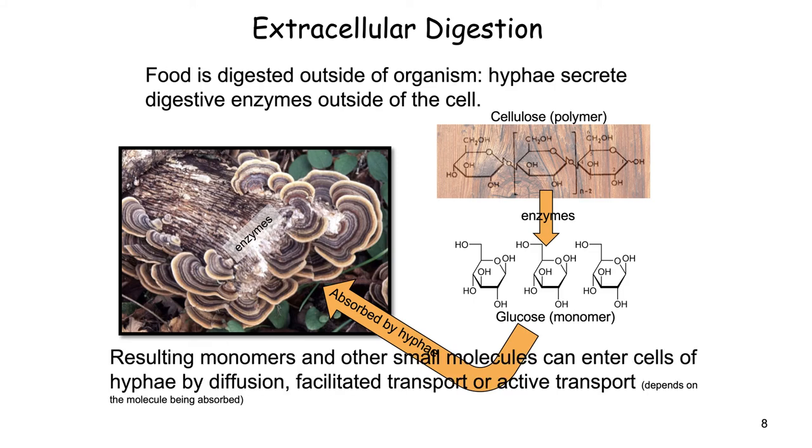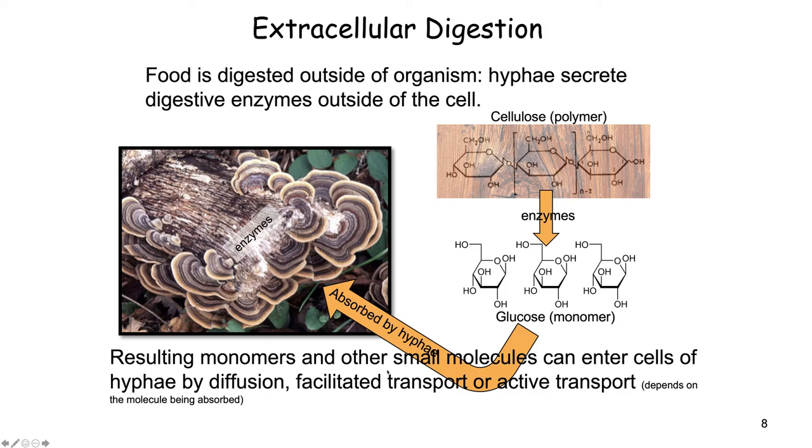So in other words, the resulting monomers and other small molecules that are broken down by these enzymes can enter the cells of the hyphae through this process of diffusion, or sometimes the hyphae will also use facilitated transport or active transport. And so this is just using proteins that are embedded, these sort of channels embedded in the cell membranes, that will be a more energetically expensive process to sort of pump things against a concentration gradient. And this really depends on the molecule being absorbed.